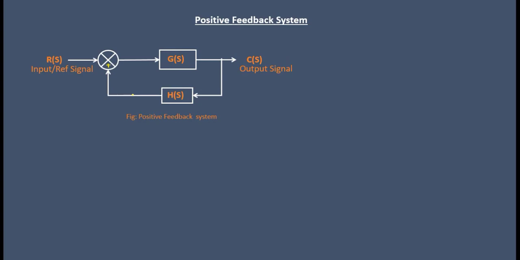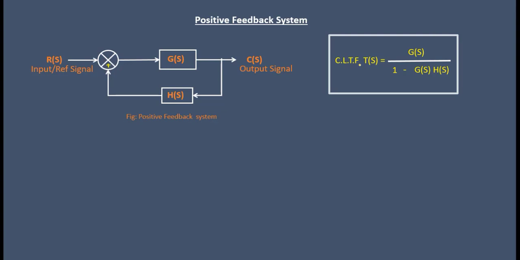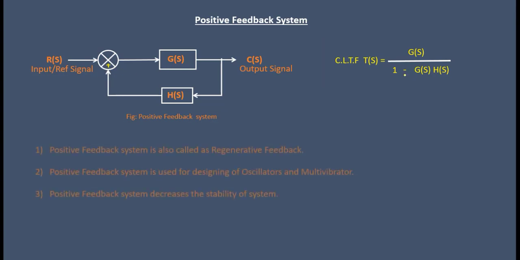This is a block diagram of a closed loop system with the feedback signal as positive, so we can say it is a positive feedback system. We know the closed loop transfer function of this system will be G(s) upon 1 minus G(s) into H(s). Due to positive feedback, we will get a negative sign in the denominator.